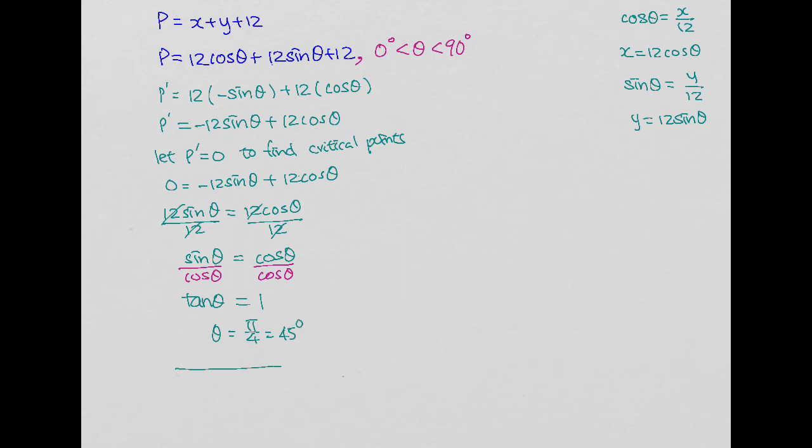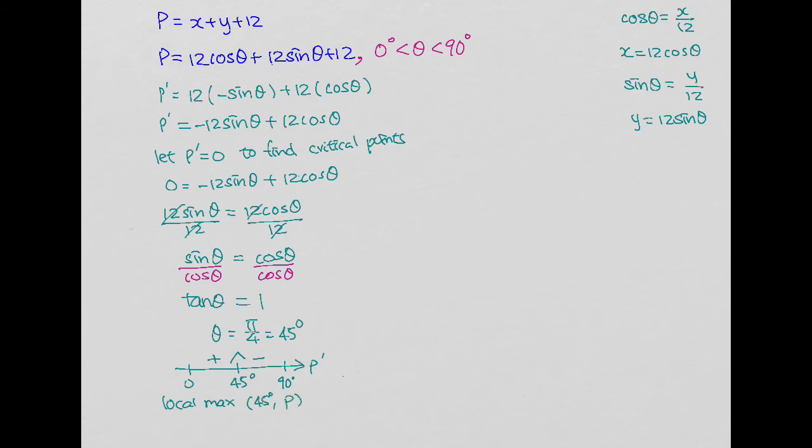And you put it on the number line for P prime. Remember to put the boundary down and check the positive negative sign. You will see on the left is positive, on the right is negative, increasing, decreasing. So we're going to have a local maximum at 45 degrees for theta.